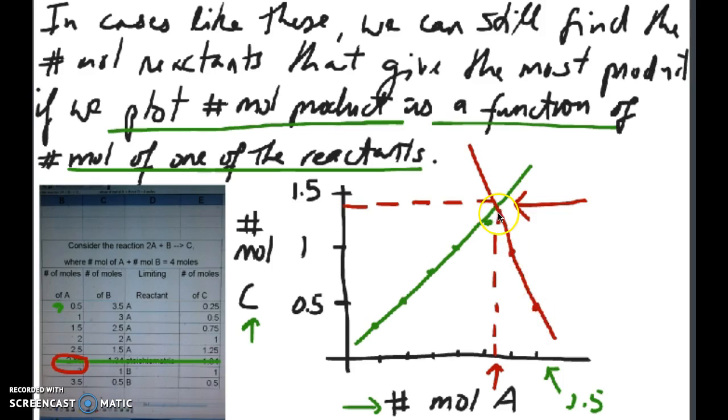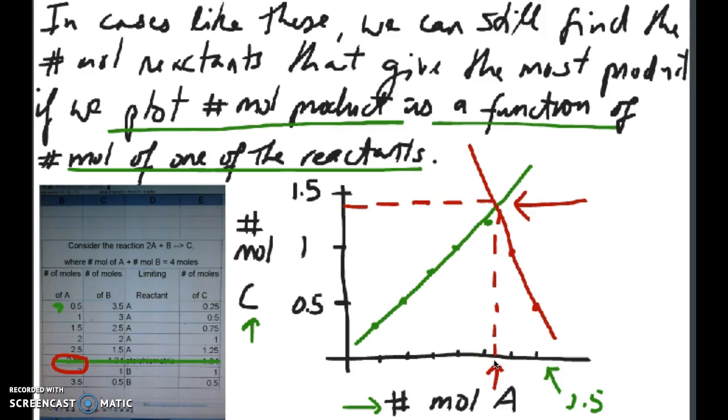Now notice what's interesting here. The intersection point for those 2 lines happens to be higher than either of the plots. So it's actually right here. And that tells me that that's the point when I have the most product. But isn't that exactly what we're looking for? We're looking for the point where we make the most product. So if I go from here and look at the x-axis, now I can find out how much A I need to make the most amount of product.